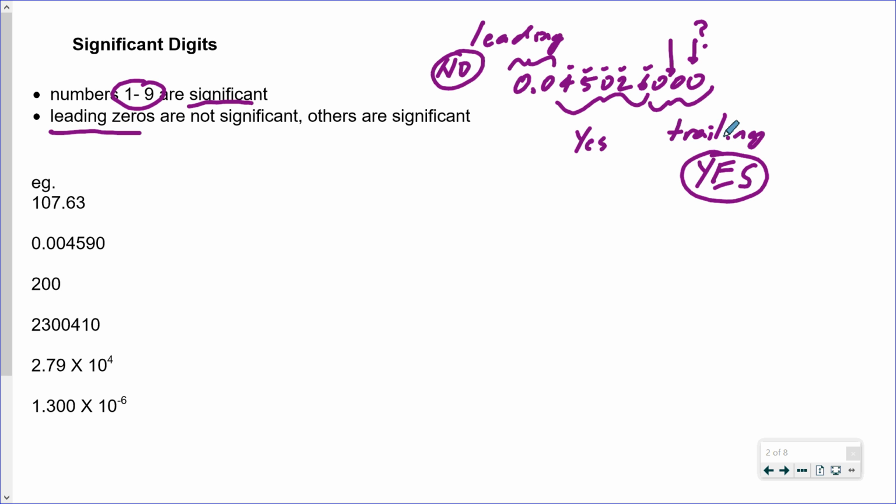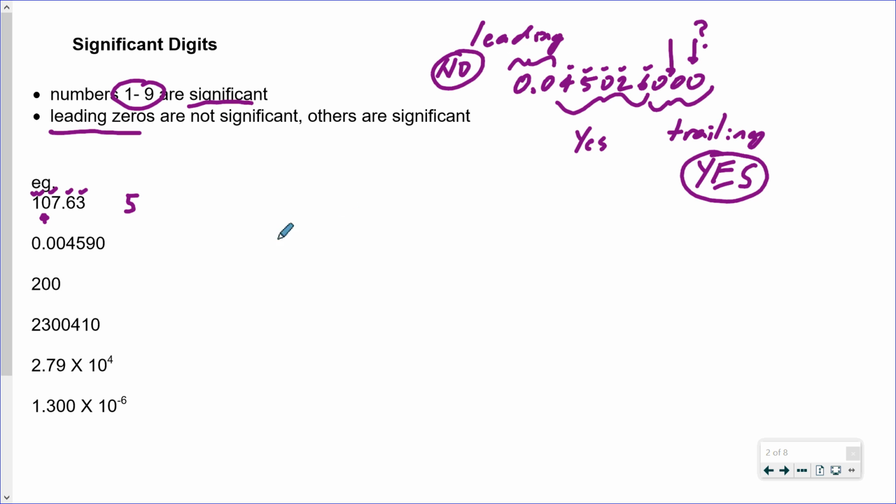So using that, let's take a look at the numbers that we have here. So the first one, 107.63. We have no leading zeros. We have no trailing zeros. We have a 0 that's sandwiched in the middle, so we do get to count it. So we're just counting all of these numbers. So starting with the 1, we have 1, 2, 3, 4, 5 significant digits. You do not count the decimal. It is not a digit.